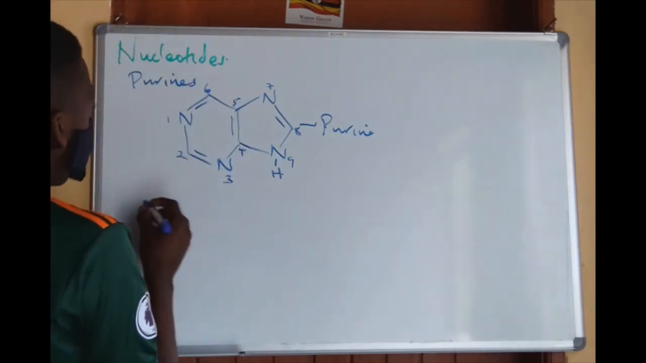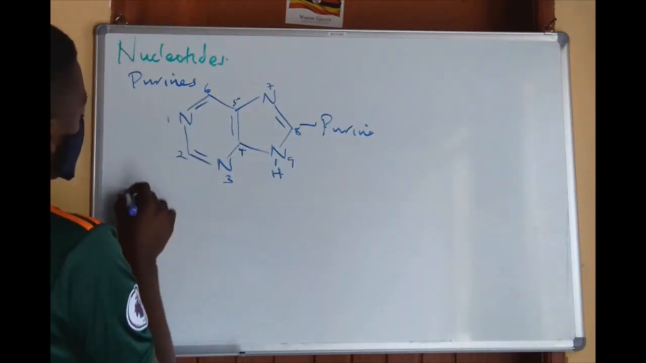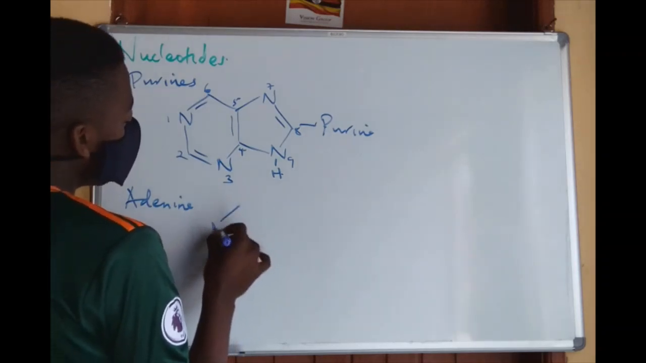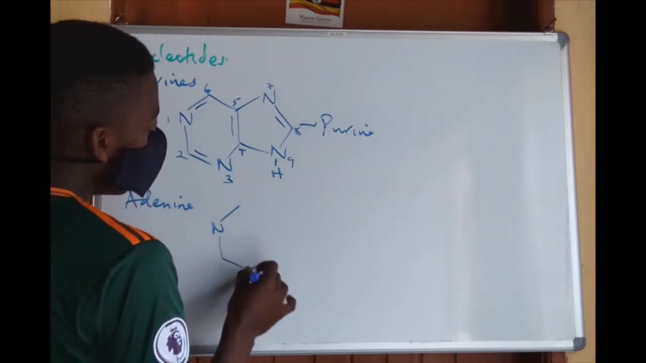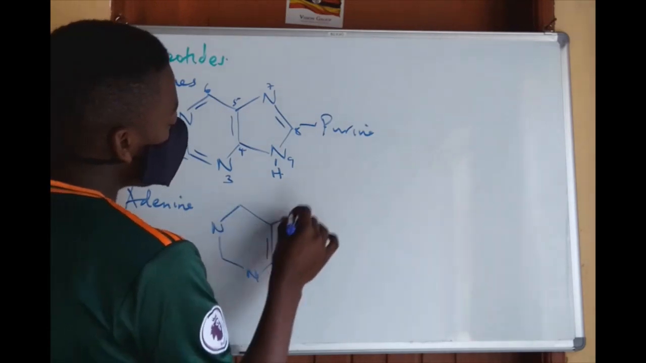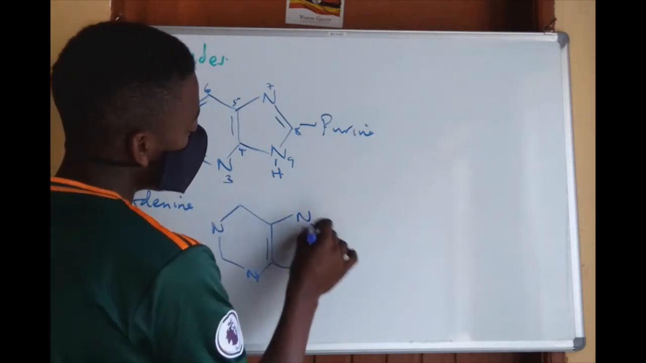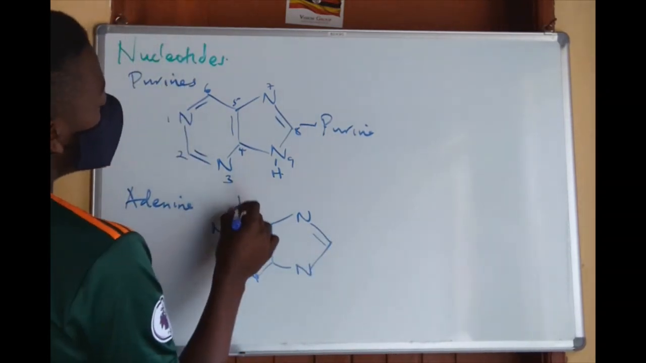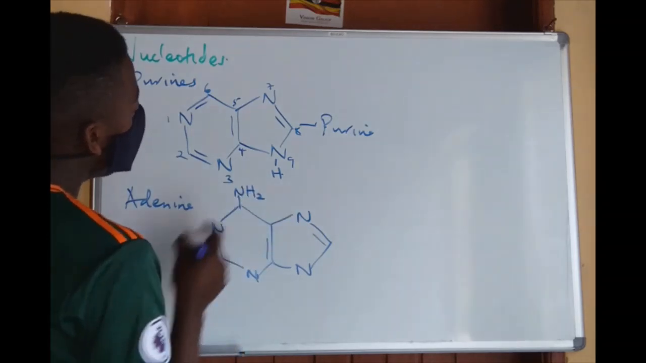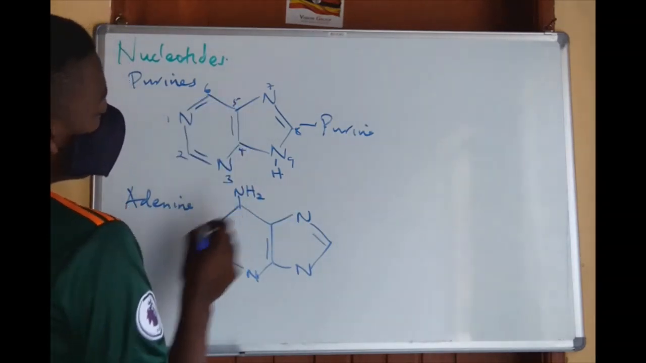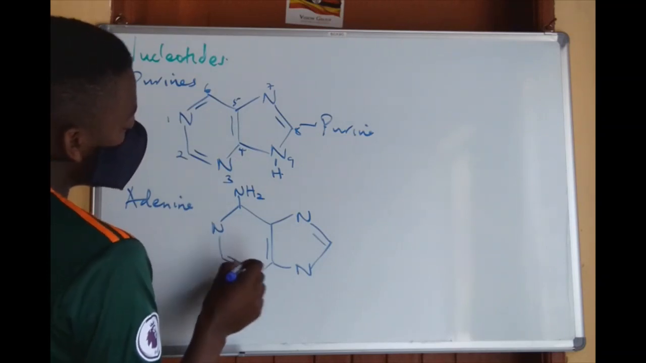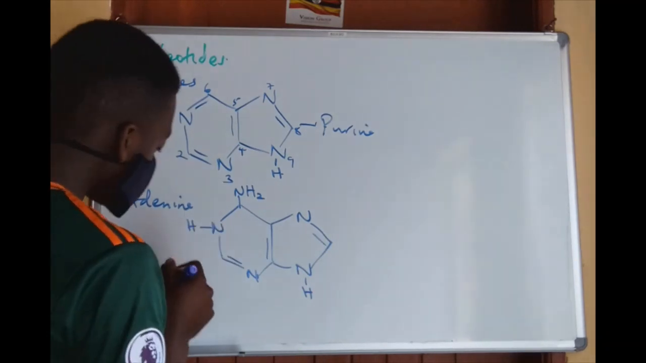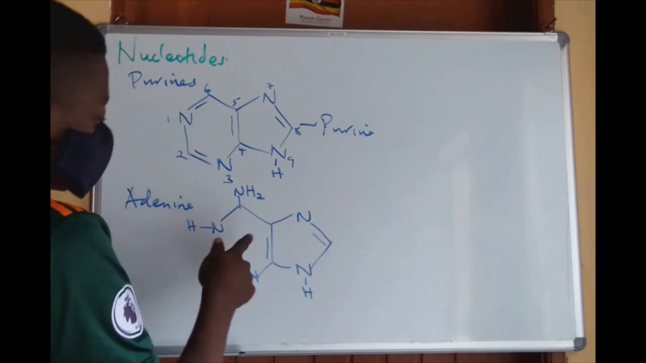Then we have the purine examples we talked about, adenine, which will look something like this. So adenine, how does it look? We'll have an amino group at carbon 6, like that. Here we shall have an H and an H here. You get it? Yes, that is adenine.